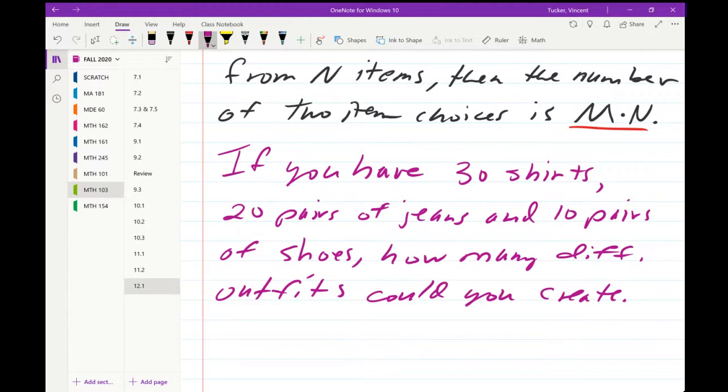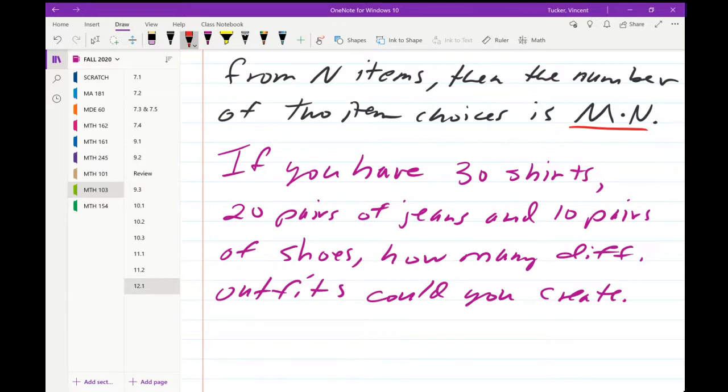All right, so if you have 30 shirts, 20 pairs of jeans, 10 pairs of shoes, how many different outfits could you create? We're assuming that you're not going to double up on shirts or double up on a pair of jeans. You're only going to wear one shirt, one pair of jeans, one pair of shoes. So it'll calculate how many outfits that could be created.